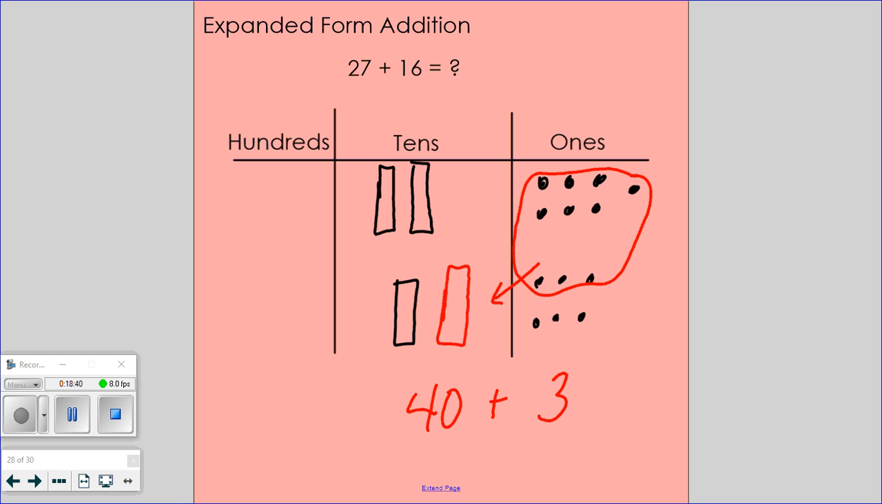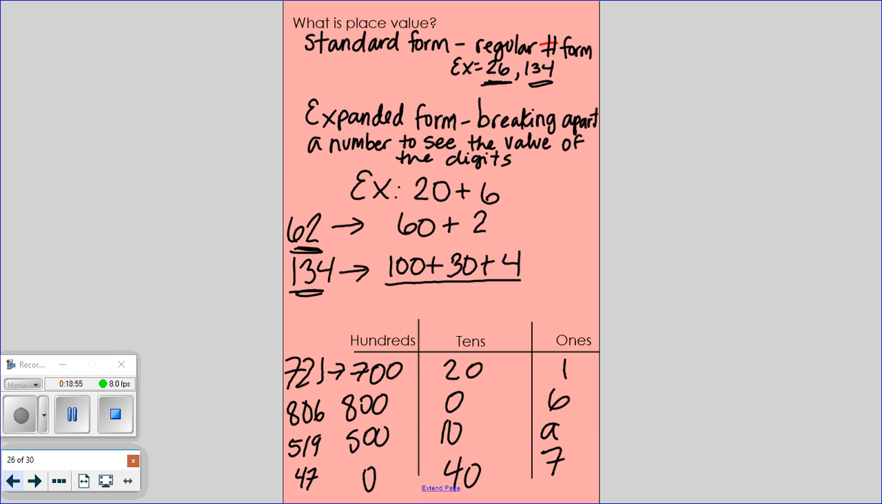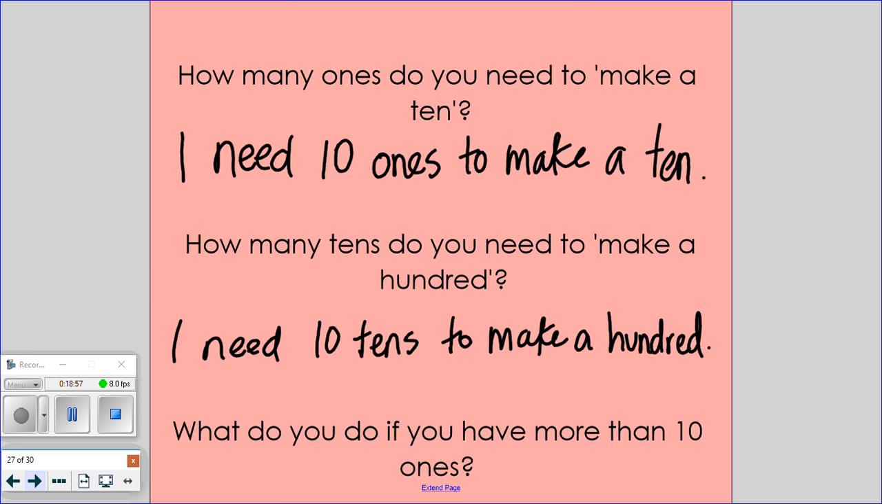40 plus 3 back in standard form is 43. So let's go back to the question I just asked you. Where do you write that? Let's go back to the question I just asked you. What do you do if you have more than 10 ones?